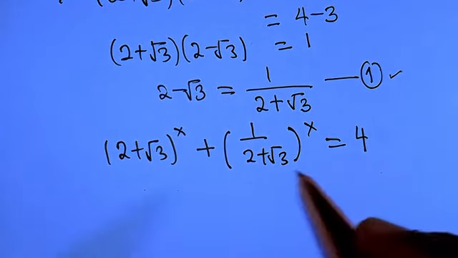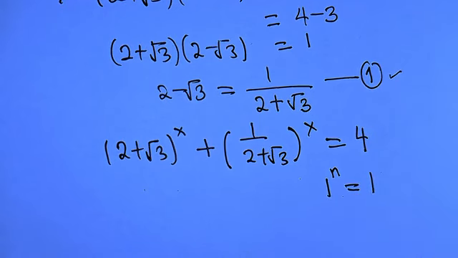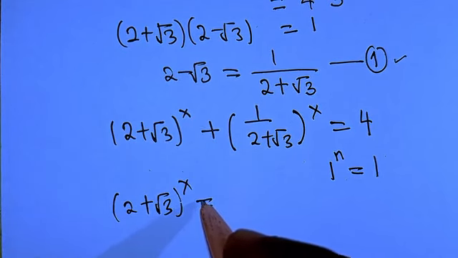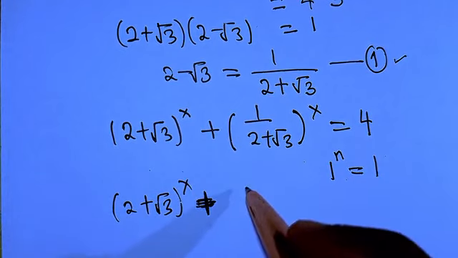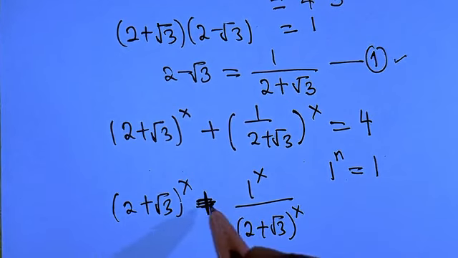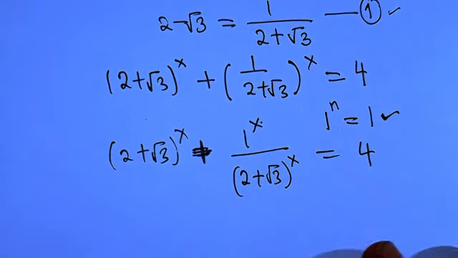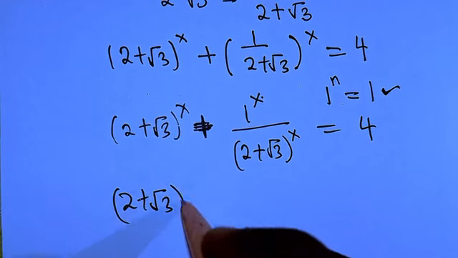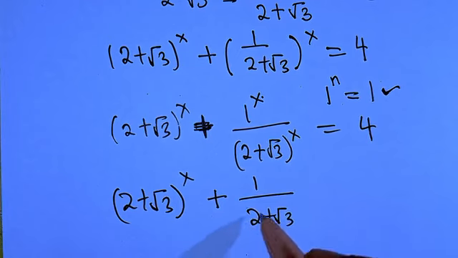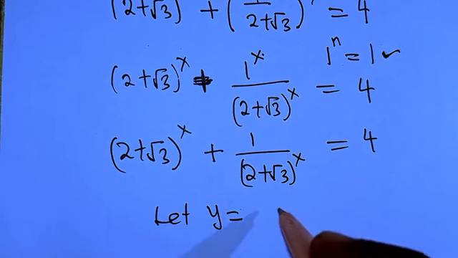Now moving on, remember, whenever you have 1 to the power of n, this will give us 1. So 1 raised to any power is going to give us 1. So 1 over 2 plus root 3 to the power of x can be written as 1 to the power of x over 2 plus root 3 to the power of x. So we have 2 plus root 3 to the power of x, plus 1 over 2 plus root 3 to the power of x, equals 4. Let me call this equation 2.